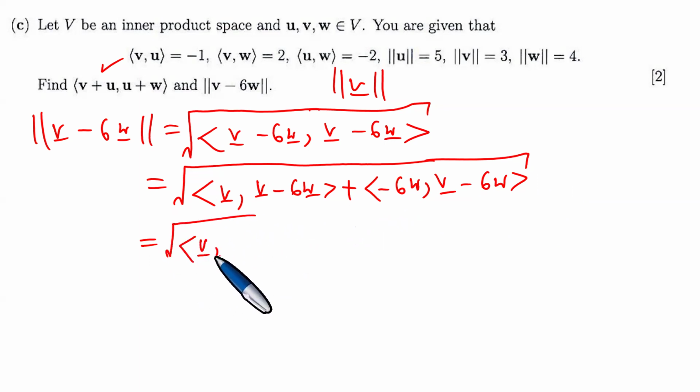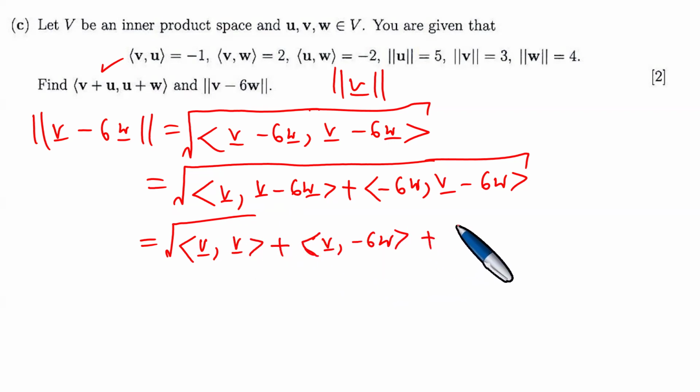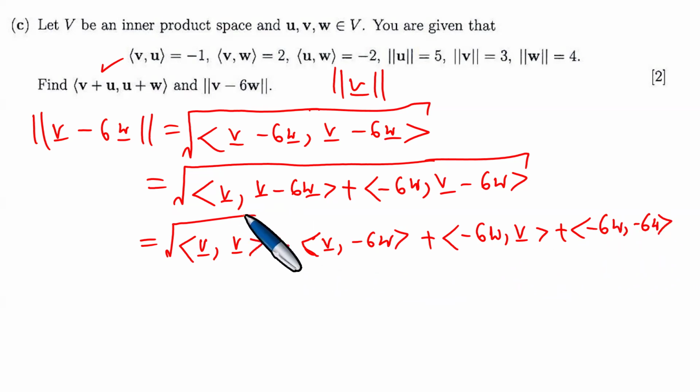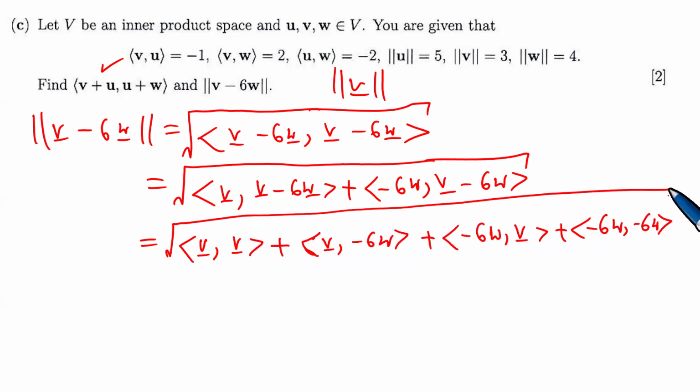Okay, you have V, and then you have plus V minus 6W. So you expand like that. And then you come to this one here, minus 6WV, and then plus minus 6W minus 6W, like this. Okay, and then you have exactly this here. Now, let us check this out.